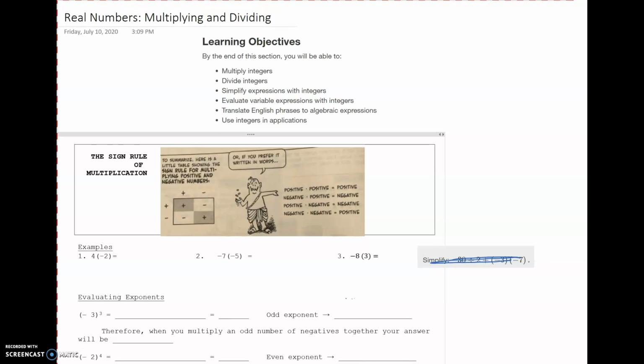Okay, and we're actually not going to do simplifying expressions with integers just because we will need to discuss orders of operations, and we will not be getting to that just quite today. We will be doing some simplifying expressions with integers a little bit later on. So for now, let's go ahead and just get started talking about the sign rule for multiplication, and then we'll go ahead and talk about the sign rule for division right after that, okay, after some examples.